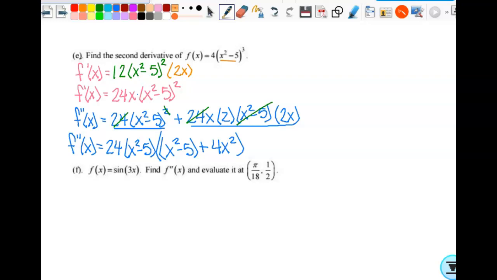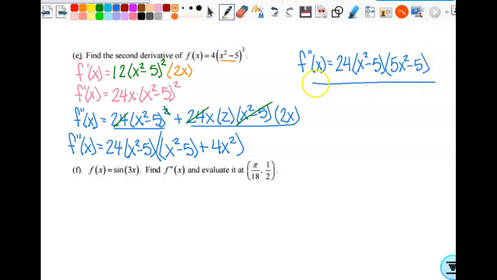Yes. So my f double prime of x is equal to 24 times x squared minus 5 times what? 5x squared minus 5. So that could possibly be a multiple choice answer. We had a safe stop right here, but even with the safe stop, you might want to clean it up even if you don't factor things out.